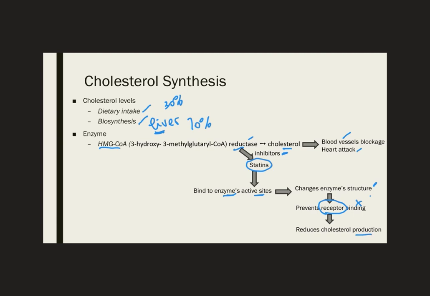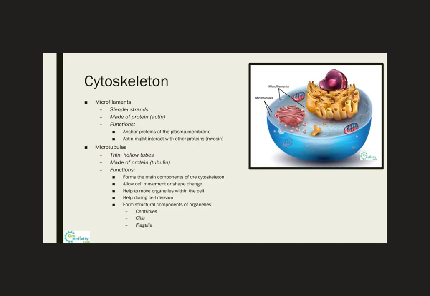So these will be the main components of the plasma membrane. And in the next few slides, we will cover a few more organelles that don't have a membrane. So we refer to them as non-membranous organelles. The cells will maintain their shape through what we call a cytoskeleton.